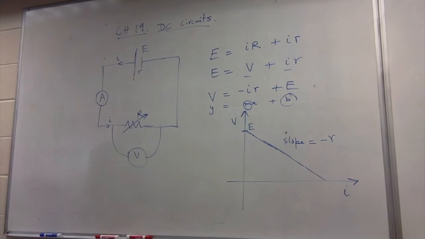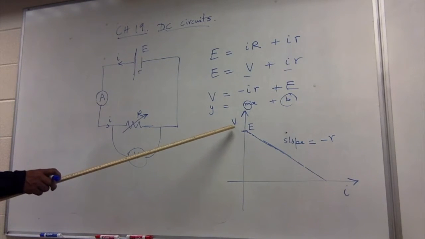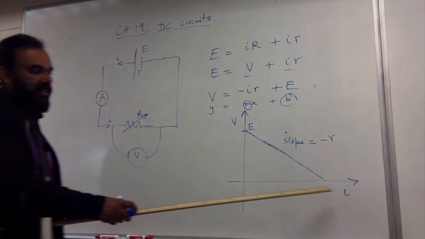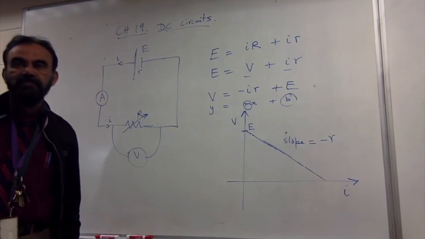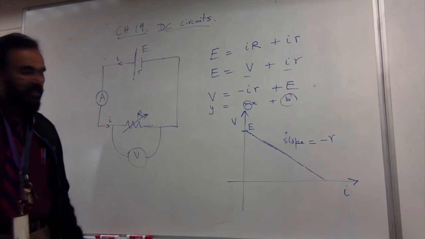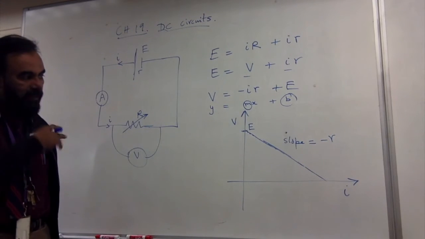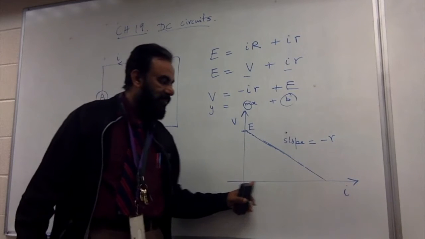Power delivered externally, possible. This is the external potential difference, and that is the current. So it could be the external power. Overall external power dissipated if you're going to vary the currents from this to this.